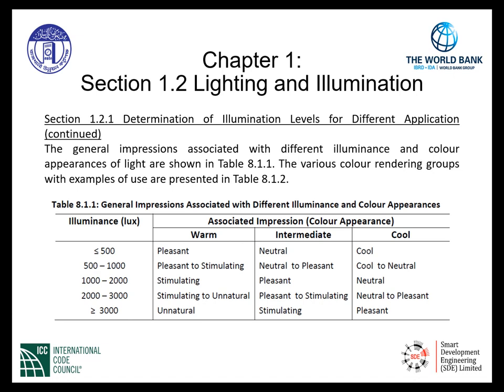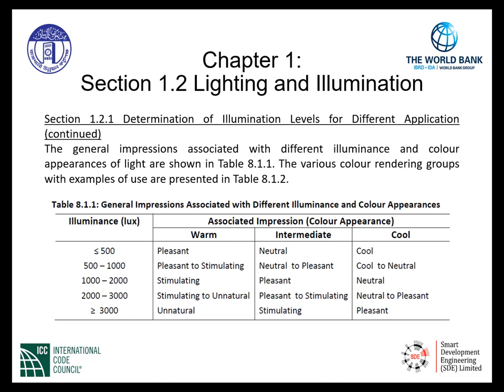Therefore, the next set of columns we have again are the color appearance, which are warm, intermediate, and cool. Warm colors, reds and oranges. We have intermediate colors that are yellows, greens, transitioning to warm and cool, and cool colors, greens, blues, and violets. So the color appearance columns provide the impression at various illumination or illuminance levels. Color appearance can be driven by the lamps themselves, as different types of lamps will emit a different color appearance, and the color of the surfaces the light is shining onto, or a combination of both.